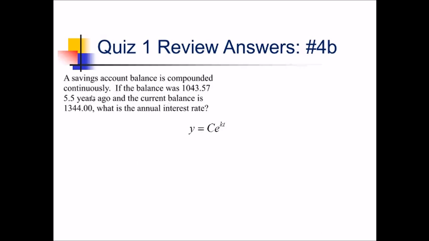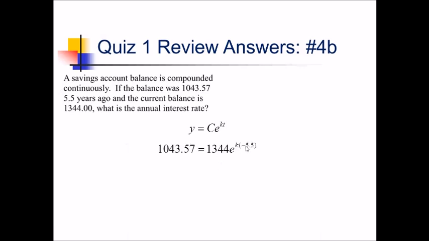So we've got a current value. The current balance is $1,344. So we can put that in for c. And we also need to know the time and some other value at that time. Well, they told us that our balance was $1,043.57 5.5 years ago. So I can plug in this number here for y, and for t I'm going to use negative 5.5 because this is 5.5 years in the past.